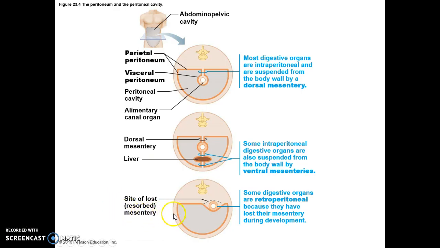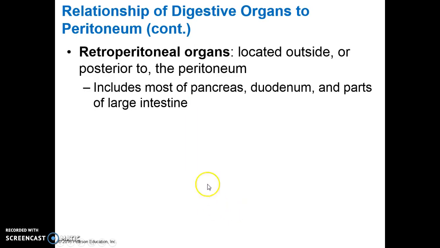The site of lost or reabsorbed mesentery. In this case, these are some organs that are retroperitoneal because they have lost their mesentery during development. And as I stated earlier, that would be the pancreas, portions of the duodenum, and parts of the large intestine.